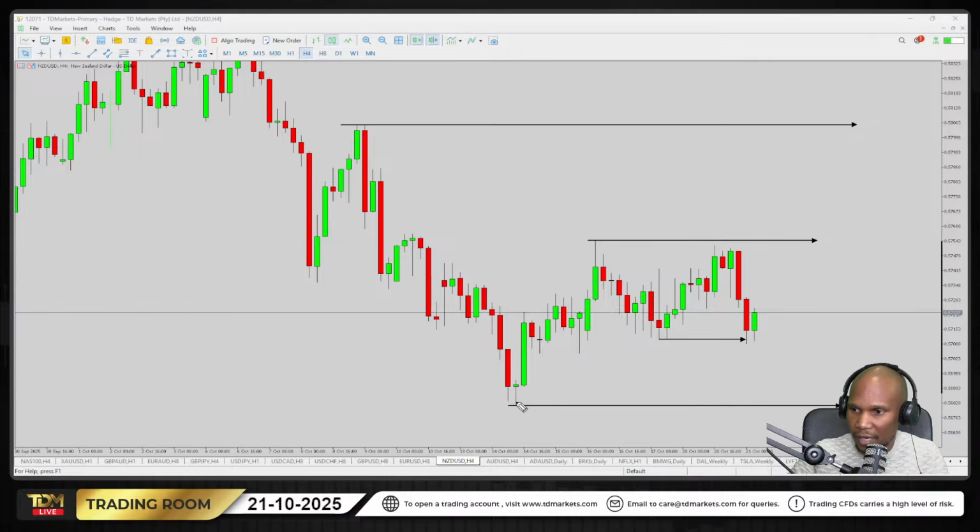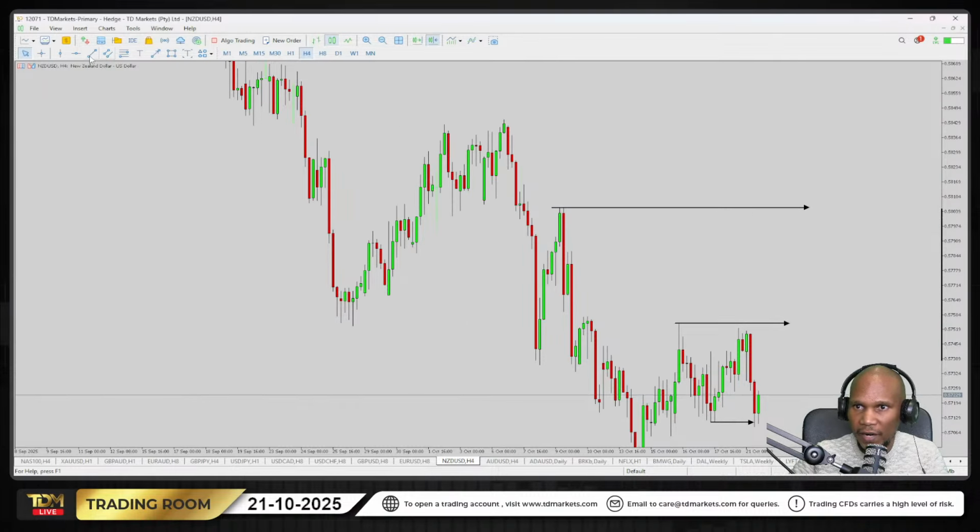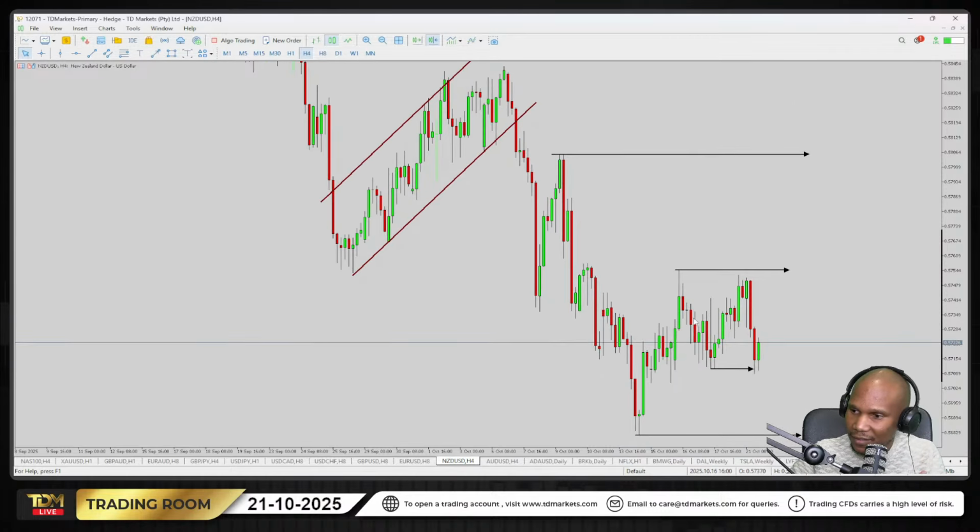Okay, so let me break it down. So we've got this formation here. You see that? It's complex because it is not your usual correction or flat pattern. It's not like this, where it's just your usual flat pattern. This one is a complex structure. So there's a possibility that it could go up one more time to complete the formation and then do this. That possibility is there. So this is where the complexity is coming from.